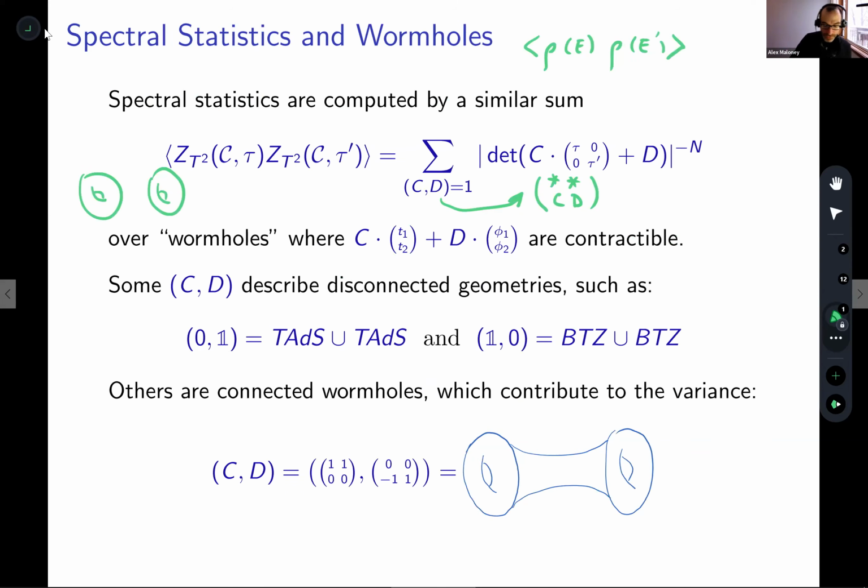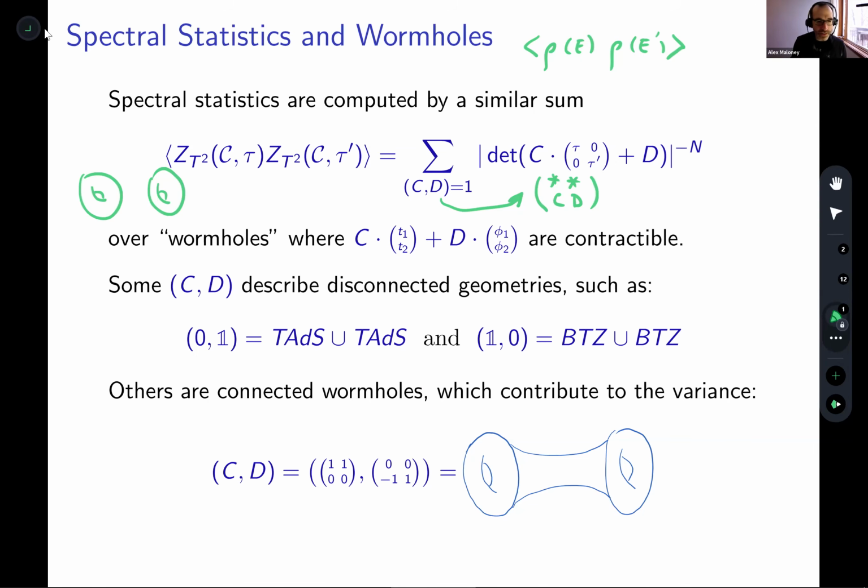Now, again, I have a pair of boundary tori, and my choice of C and D labels which cycles are contractible in the bulk. Now, some of these geometries are going to be disconnected in the bulk. For example, there's this one that I've called thermal AdS union thermal AdS. What is thermal AdS? It's my name for the Euclidean geometry where the spatial cycle is contractible, because that's the Euclidean geometry you would use to compute thermal correlation functions in AdS3. And then there's another one, which would be BTZ union BTZ. That would be one where it's the time cycle that's contractible in the bulk.